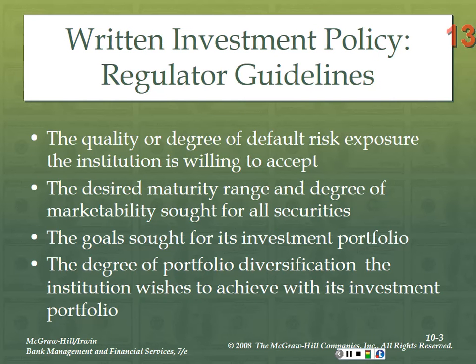Now, this says this is an investment policy. All banks have to have a written investment policy. Basically, what it says is what you have listed here. Okay, so they have to include this. For example, they have to include in their investment policy the quality or degree of default risk exposure the institution is willing to accept. So essentially what that's saying is, how much risk do we want to take with our investments?